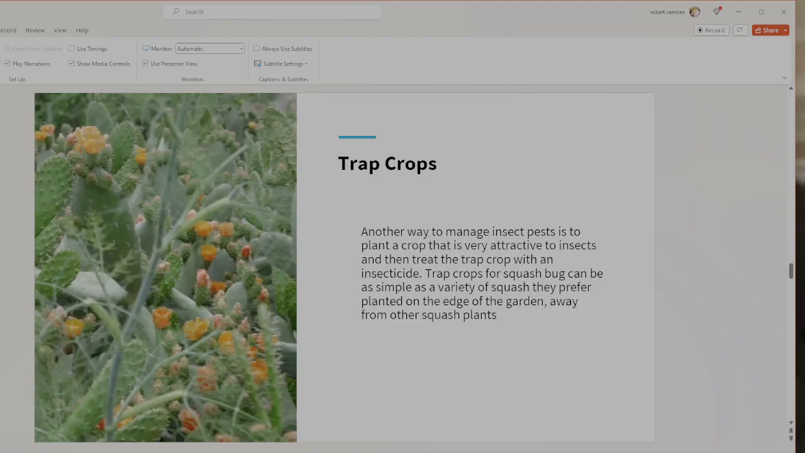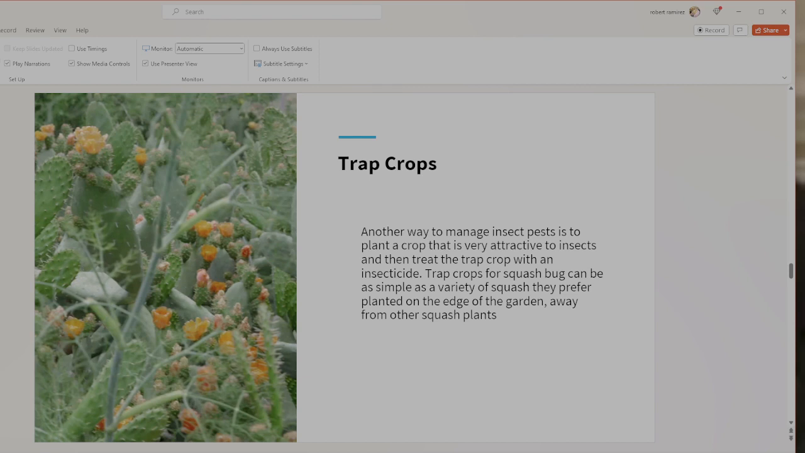Trap crops. Another way to manage insect pests is to plant a crop that is very attracted to insects and then treat that crop with an insecticide. Trap crops for squash bugs can be as simple as a variety of squash they prefer, planted on the edge of a garden away from the squash plants.